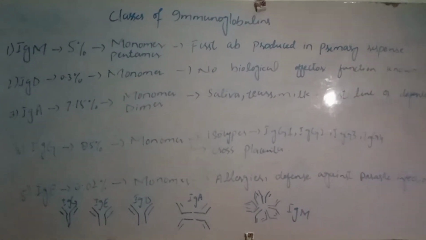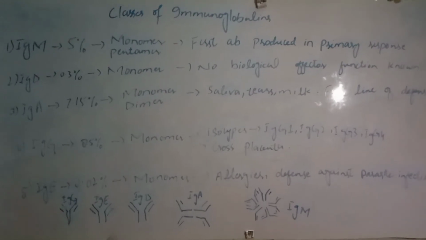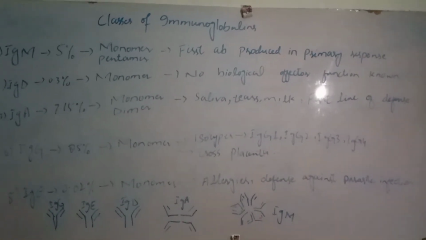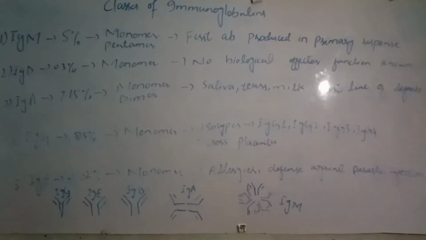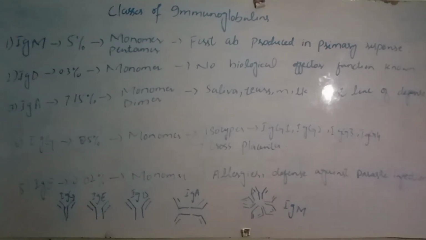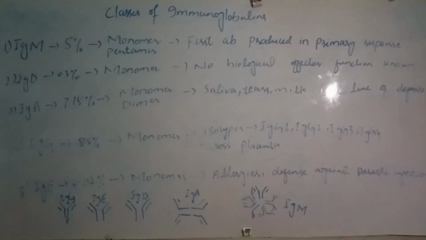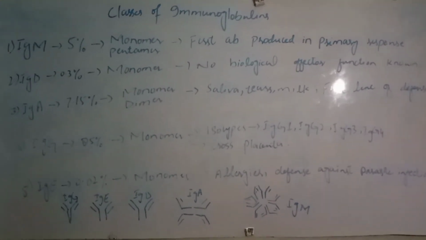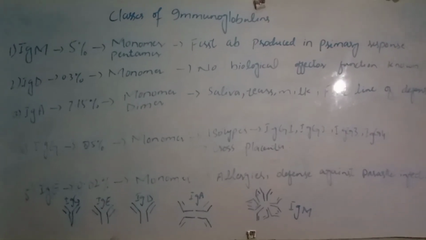Immunoglobulins are glycoproteins and consist of two heavy chains and two light chains. On the basis of constant regions, there are five main types of immunoglobulins: IgM, IgD, IgA, IgG, and IgE. IgM occurs as a pentamer, so it provides 5 antigen binding sites to bind with the antigen. So it is the first antibody which is produced as a primary response.